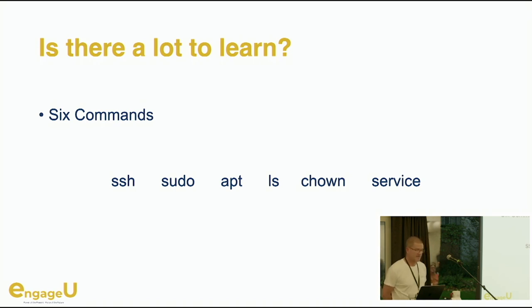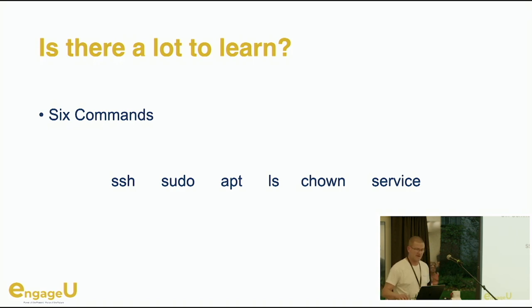We're going to do SSH, which is how you connect to a server, sudo, which is how you authorize. We're going to do apt, which is how you install software, ls for seeing what files are in which directories, chown for changing permissions, and service to stop and start FileMaker server.